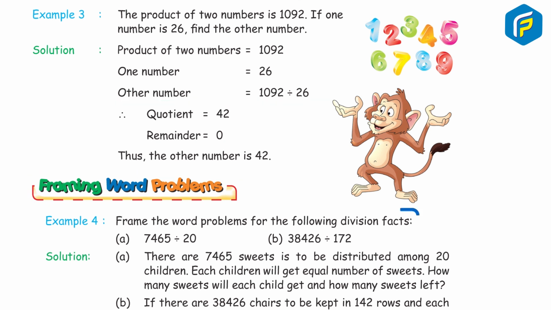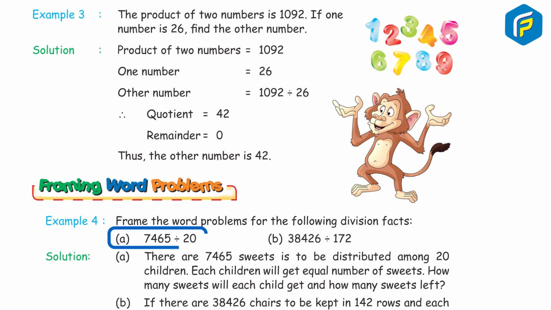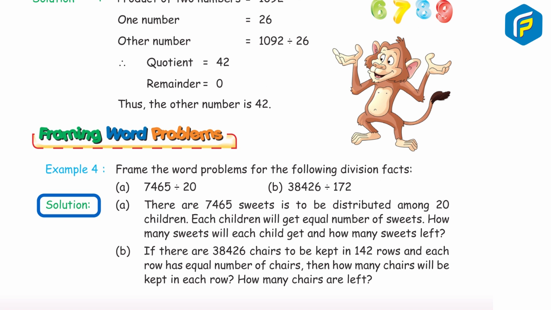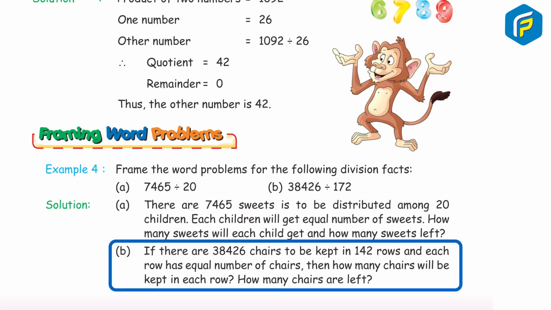Framing word problems. Example 4. Frame the word problems for the following division facts. A. 7465 divided by 20. B. 38426 divided by 172. Solution. A. There are 7465 sweets to be distributed among 20 children. Each child will get an equal number of sweets. How many sweets will each child get and how many sweets are left? B. If there are 38426 chairs to be kept in 142 rows and each row has an equal number of chairs, then how many chairs will be kept in each row? How many chairs are left?